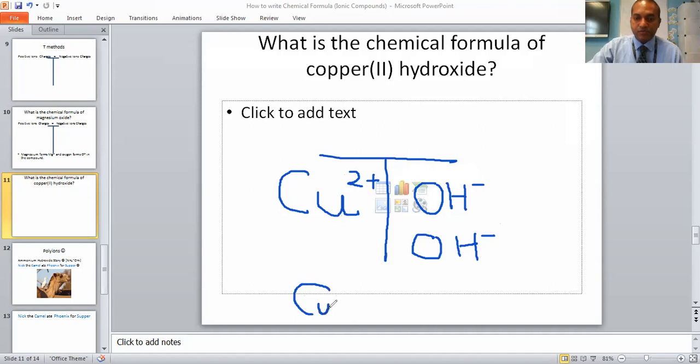So the formula of this compound is Cu, and there are two OH, so I put a bracket. Close my bracket. 2. So this is how I like to write my chemical formula for copper hydroxide. Okay. Now let us try with a few examples together.